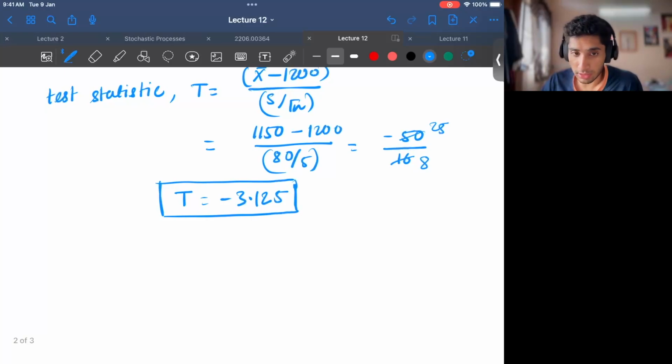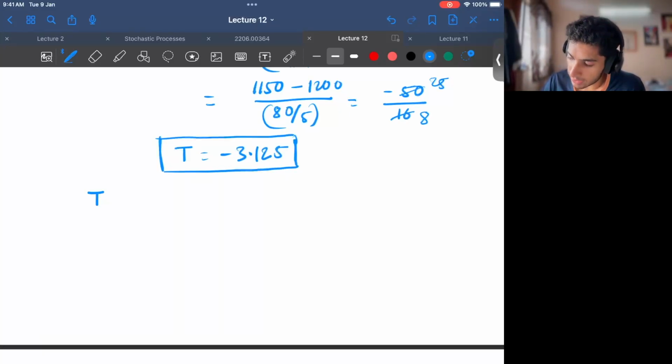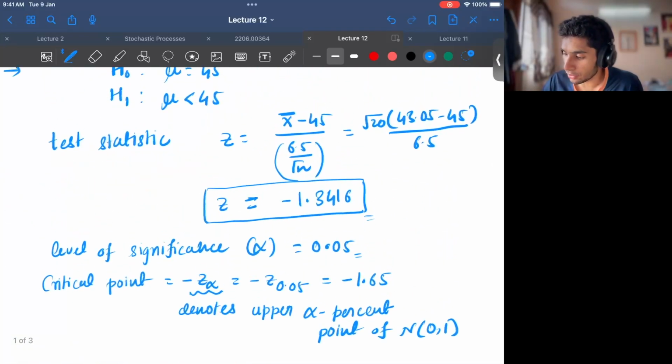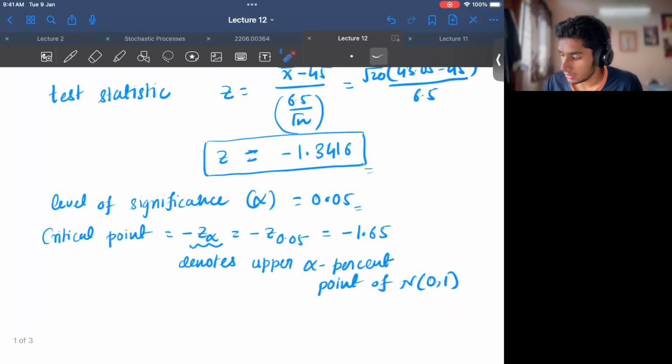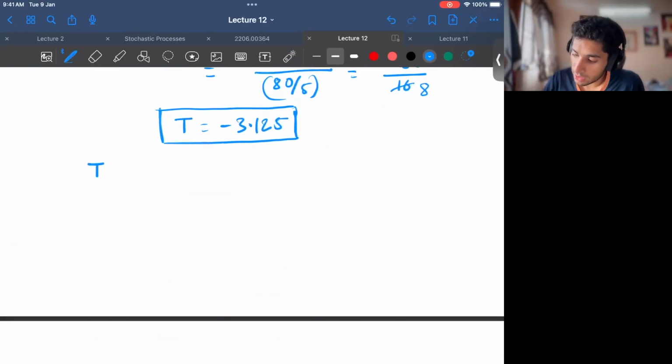However, when your population variance is unknown, remember that earlier the statistic followed the standard normal distribution. That is why you were simply able to calculate the critical point without taking into account the number of samples, because standard normal is independent of these things, and you can directly calculate the upper percentile. However, here, since variance is unknown, t will follow a t distribution.